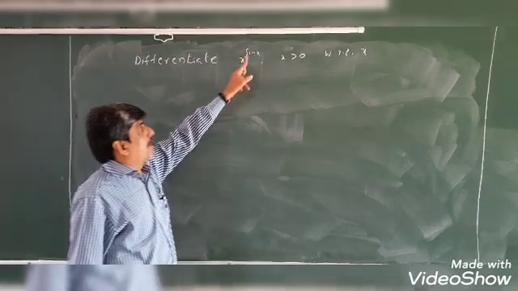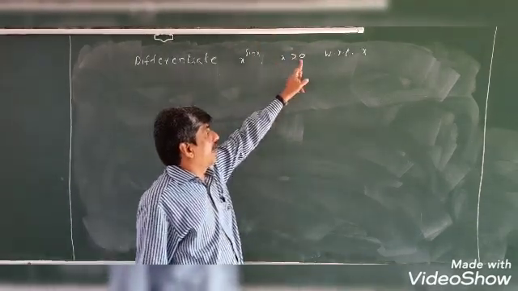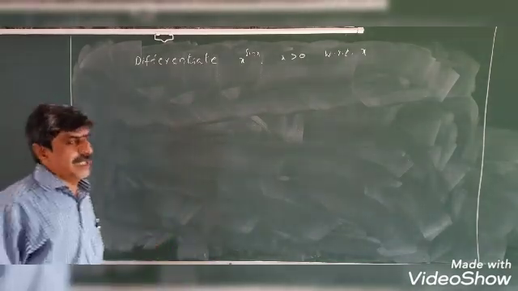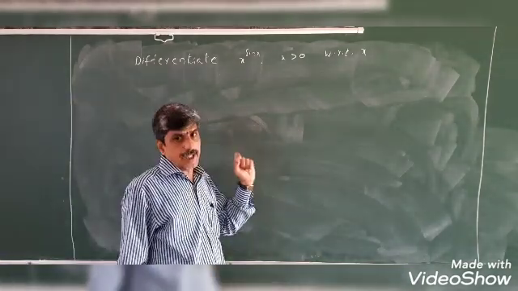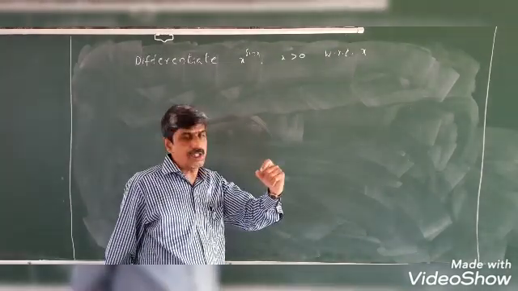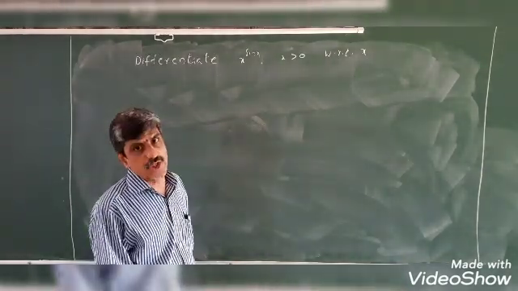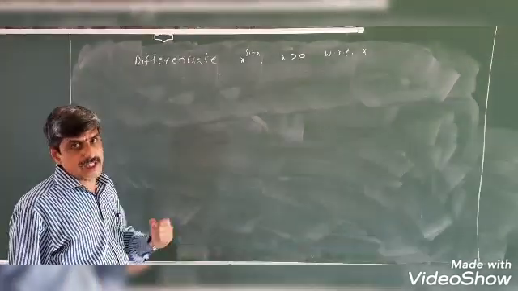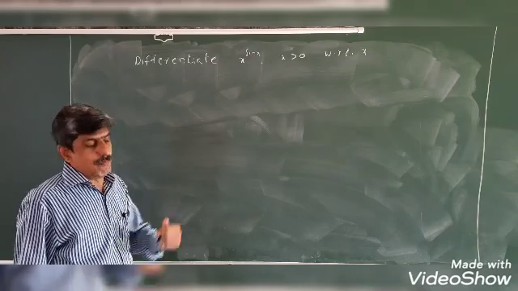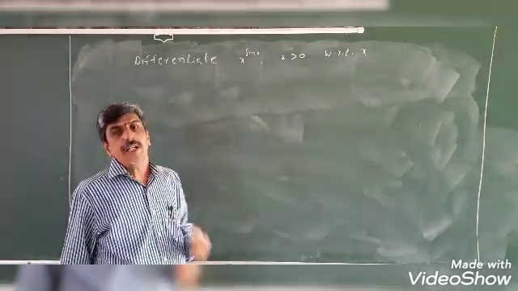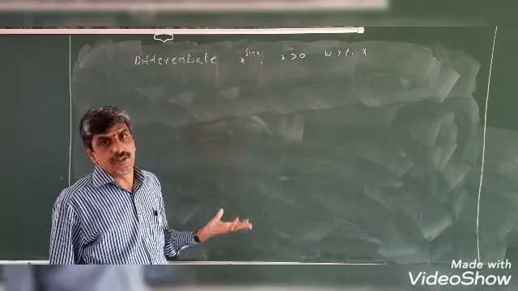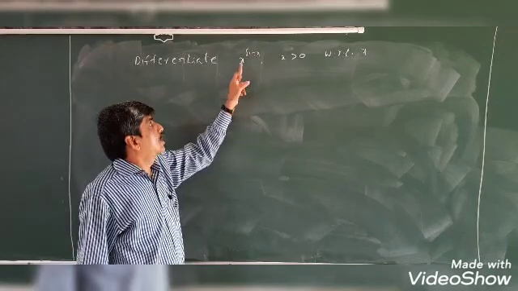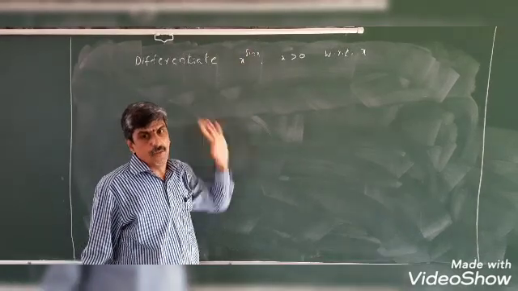Differentiate x power sin x, x greater than 0, with respect to x. We know that d by dx of x power n is n into x power n minus 1, where the base is variable and the index is constant. And d by dx of a power x is a power x log a, where the base is constant and the index is variable. But in the given problem, x power sin x, both the base and the power include the variable.